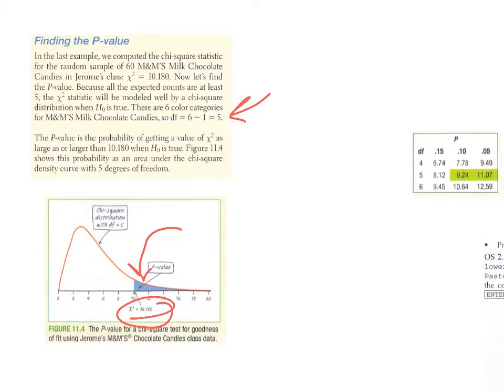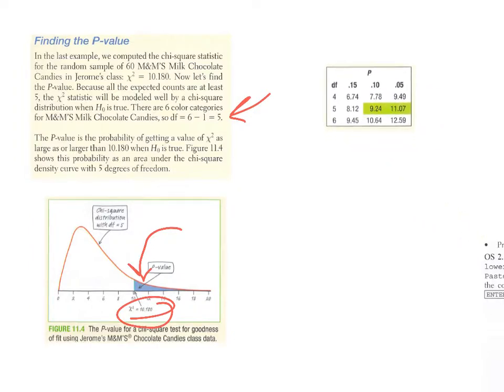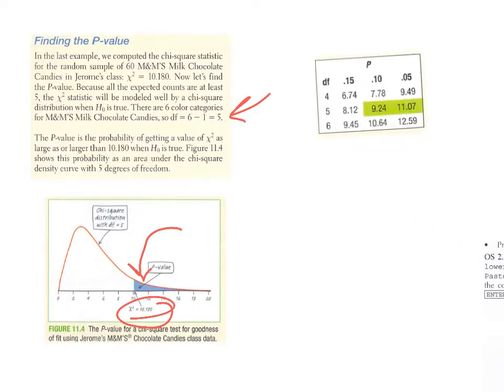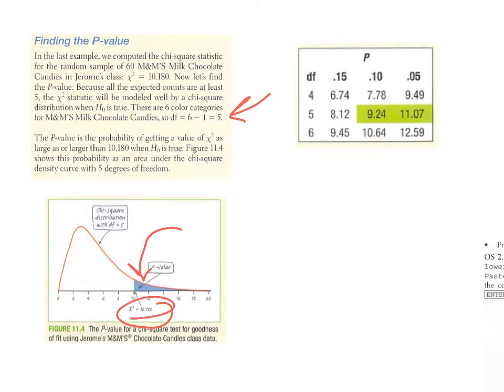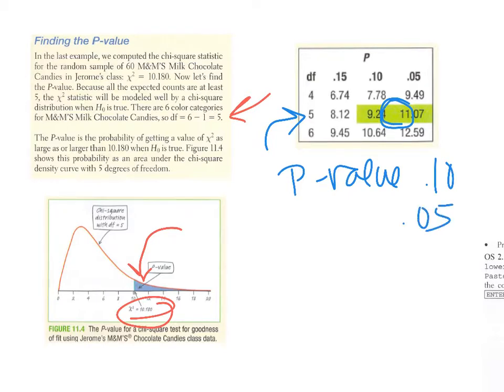I will show you table C, and we'll show you technology, and I have a feeling you'll use technology more often because it's a little bit more precise. If we're using table C, we would head for the degrees of freedom row of 5, and our chi-square statistic is 10.18. So 10.18 falls between these two. So I have a p-value between 0.10 and 0.05. I can't narrow it down much more than that.